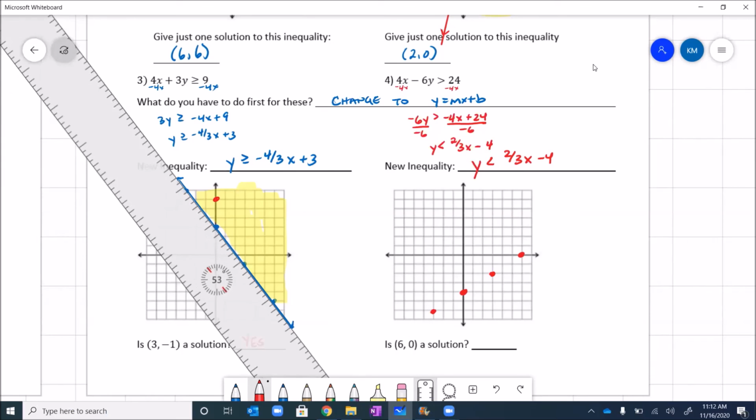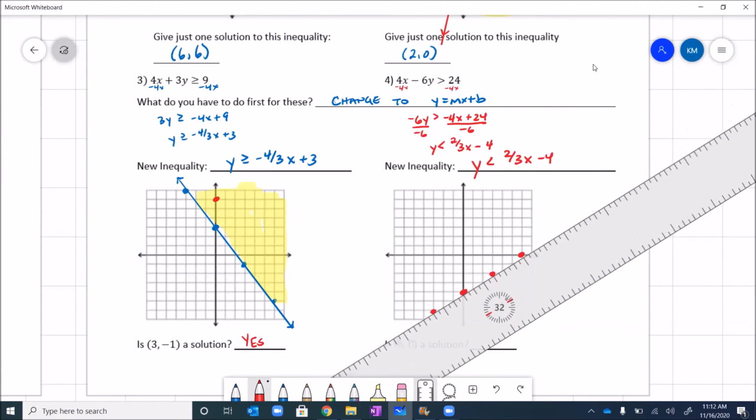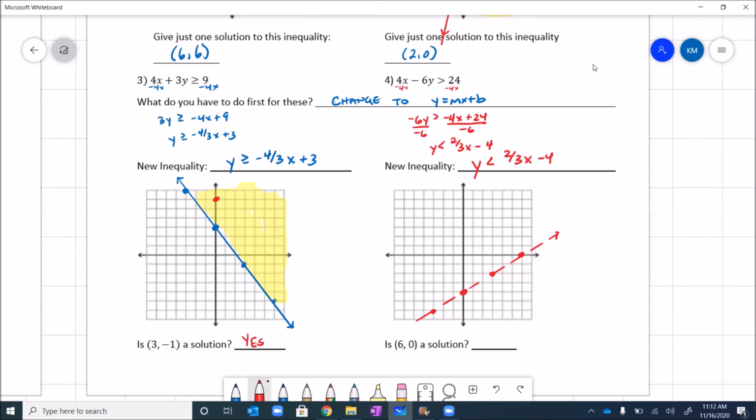Now bring my ruler out. That should be a dotted line, right? Because it's less than, not or equal to. And because it's less than, I'm shading below the line.